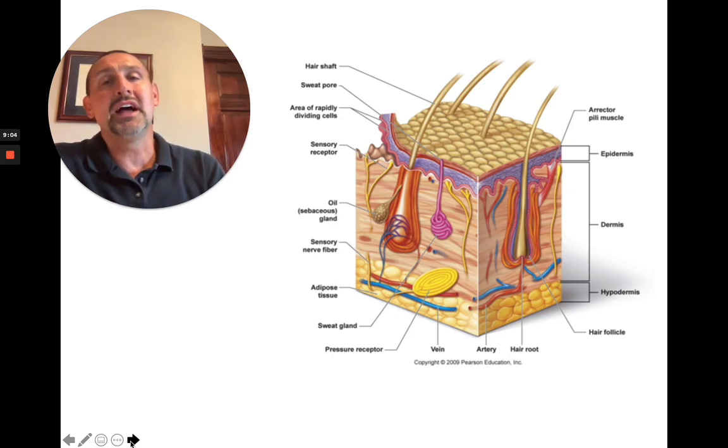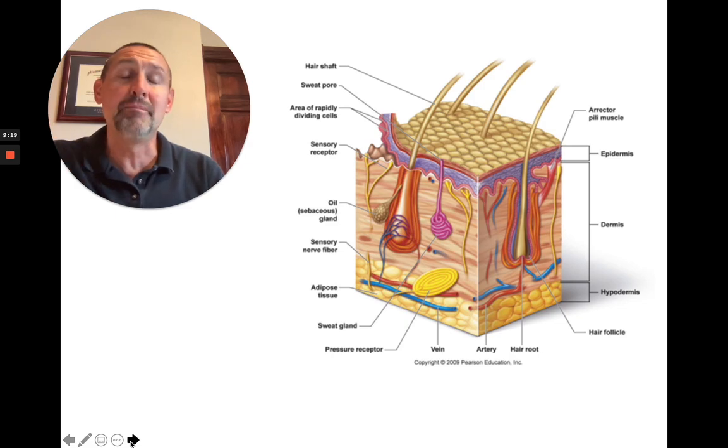The lowest layer is the hypodermis layer. That's where we store the adipose tissue, fat, which is really good for insulation, cushioning, thermoregulation. It's also where those slightly larger blood vessels are located. So if you get a shot or a vaccination, that needle goes into the hypodermis. It's a hypodermic needle.